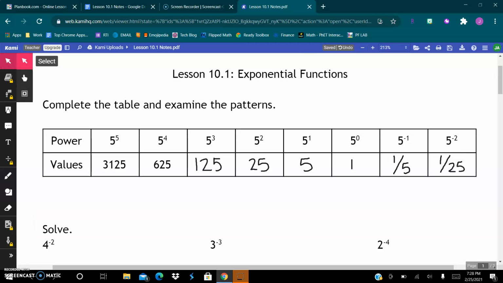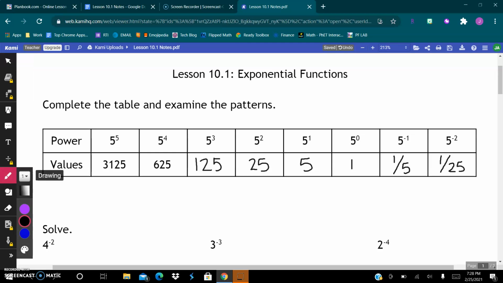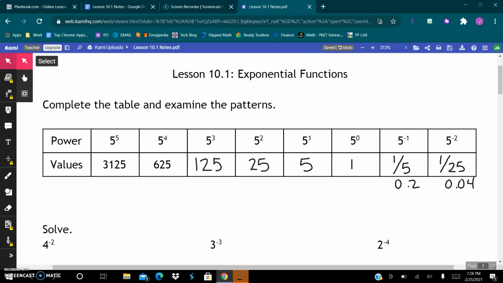All right, so also the negative exponents, we could write those as a decimal as well, but I would prefer them as fractions. But 1/5 is 0.2, and 1/25 would be 4 hundredths. So those are the decimal conversions for those.